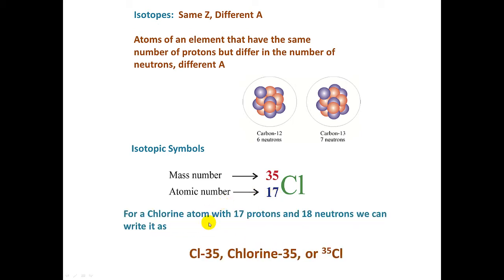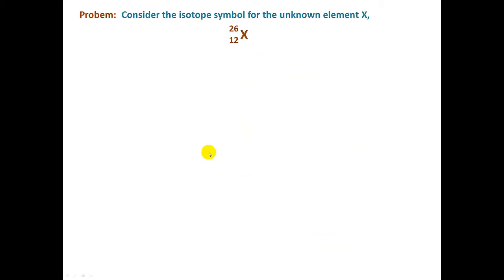I can also represent a chlorine atom that has 17 protons and 18 neutrons in the following ways. I can write the element symbol with a hyphen and the mass number. I can write out the element name with a hyphen and the mass number, or I can have the isotopic symbol with just simply the mass number. That is enough information for me to identify that particular isotope.